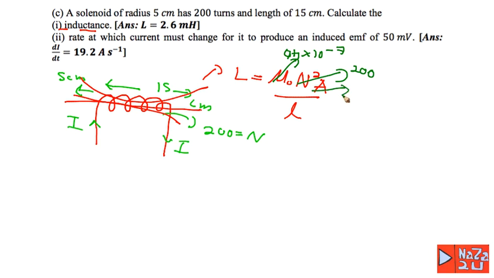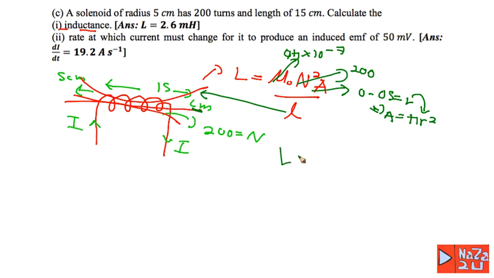And the area A, so how to calculate the area A here? Because the radius is 5 cm, you must convert to meter, which is 0.05. This is R, right? To calculate the area A, it is pi R squared, using this value of R. And the length here is 15 cm, so make sure you convert to meter.